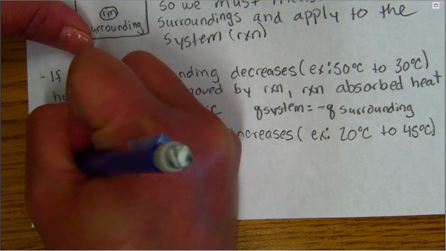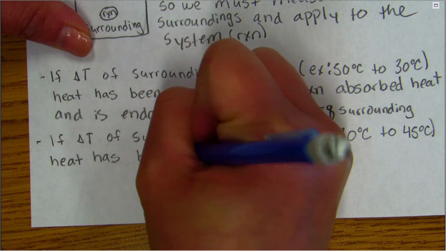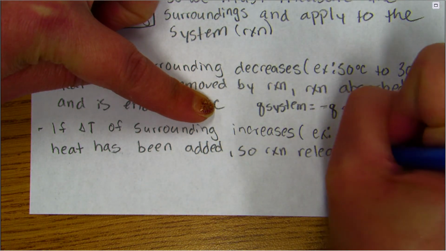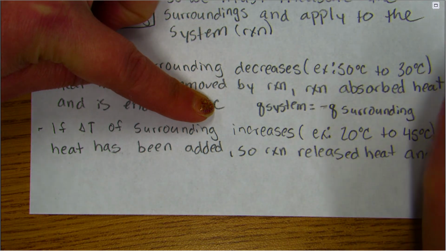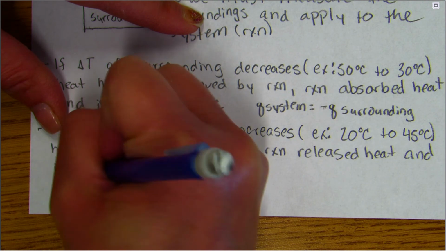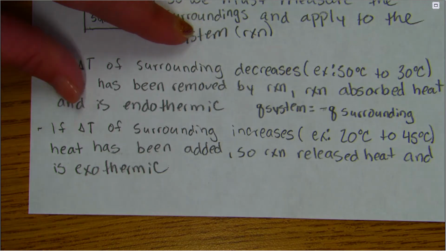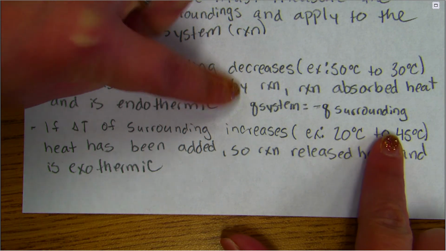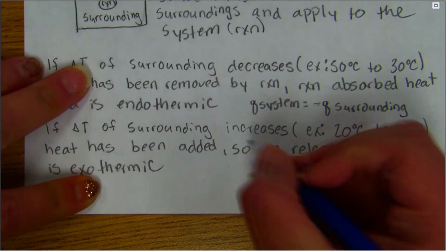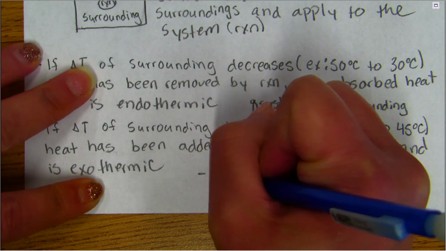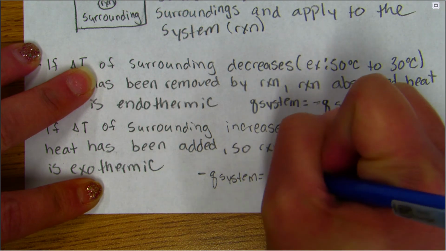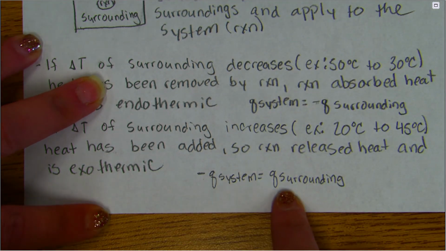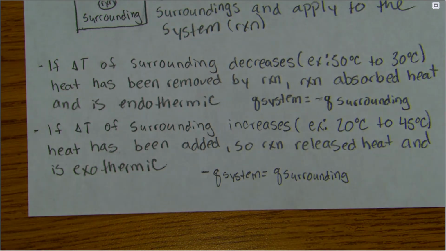So heat has been added. So the reaction released heat and is going to be exothermic. So in terms of the amount of heat, the heat gained by one is the heat lost by the other. Since the reaction itself is losing heat, that is going to be the negative Q in this case. Where is that heat going? It is going to the surroundings. So again, the amount of heat lost by the reaction will equal the amount of heat gained by the surroundings.